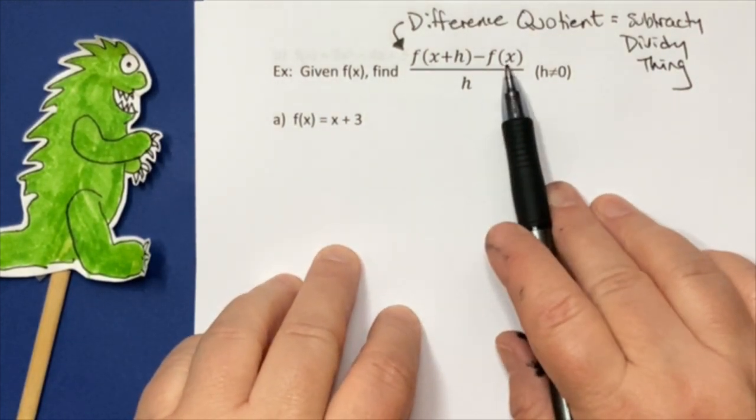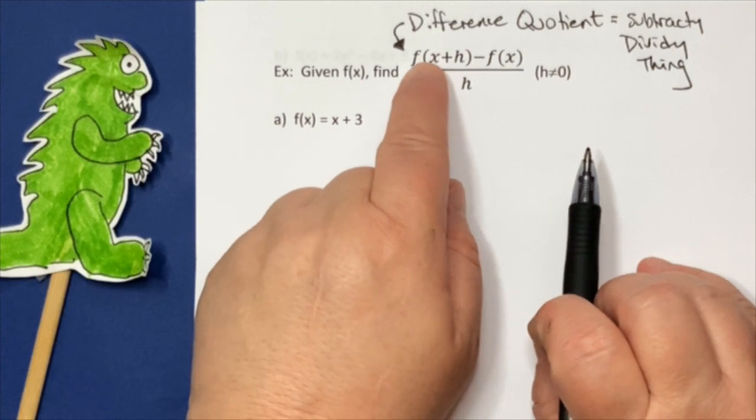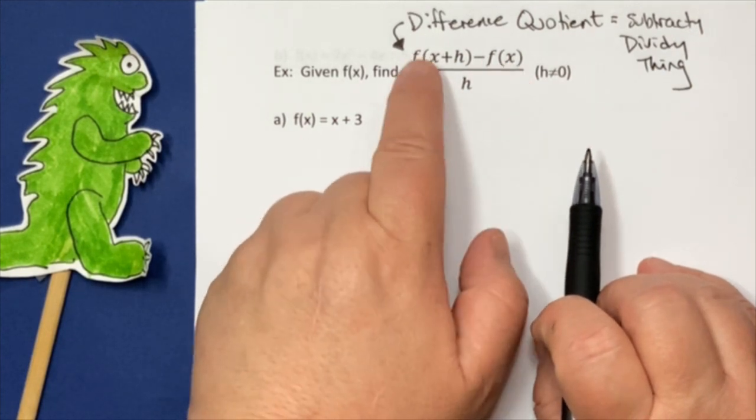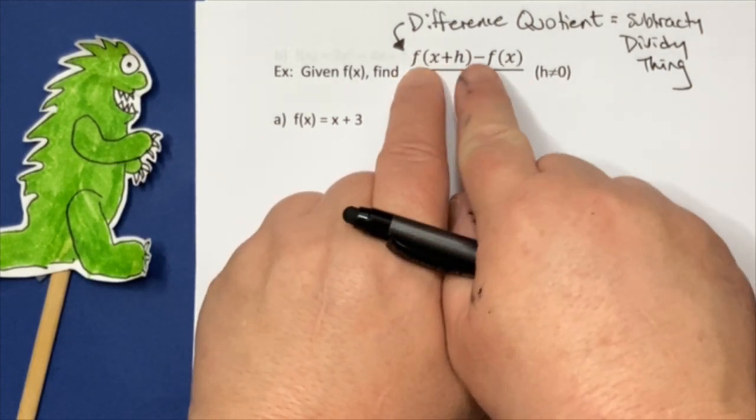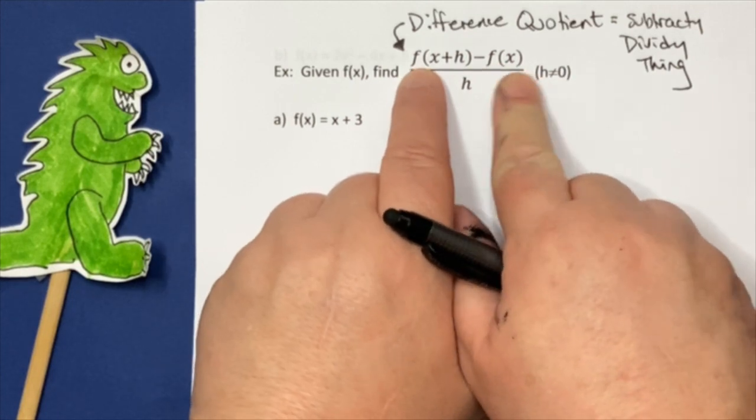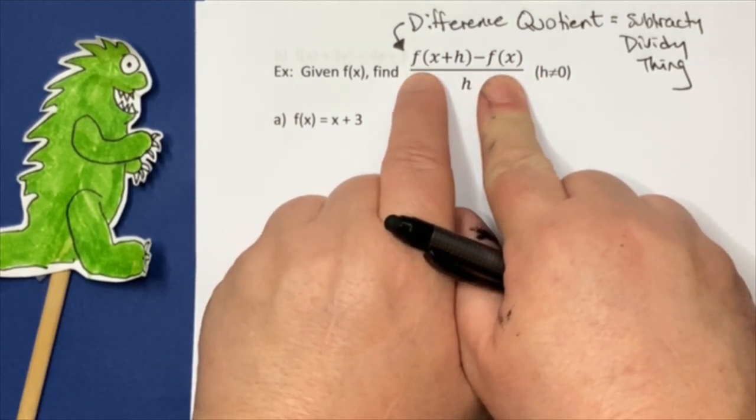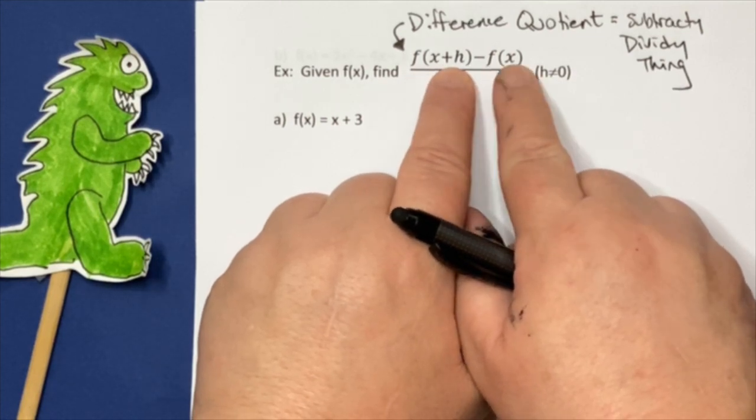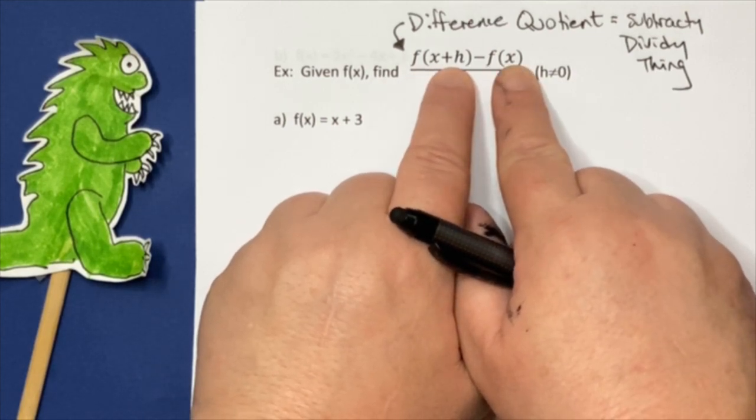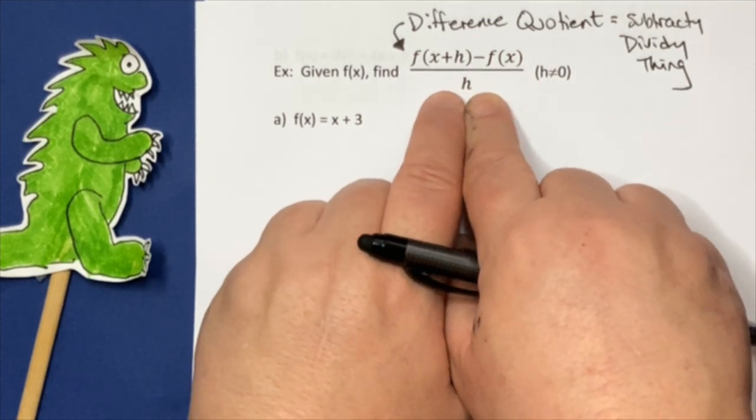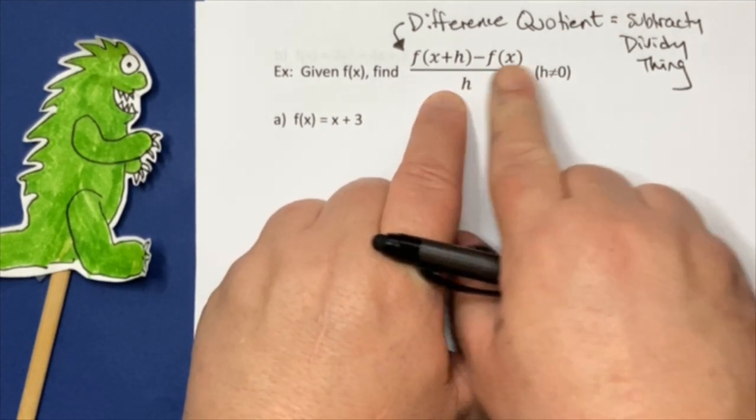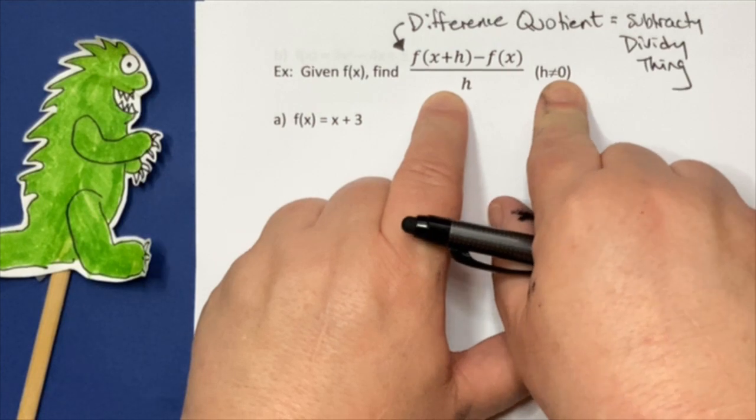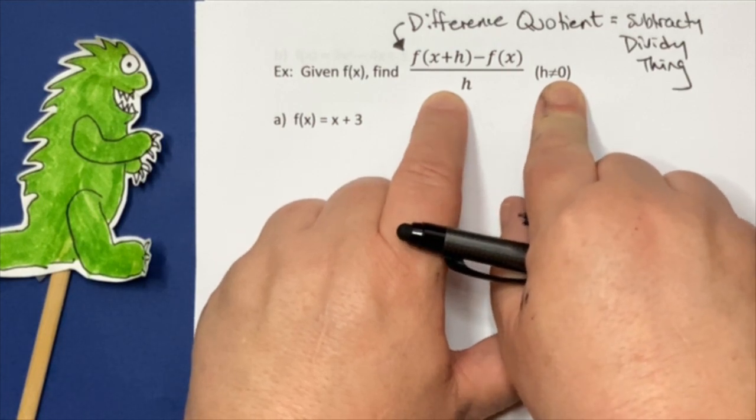This is a difference, you'll notice, of two functions, f of x plus h minus f of x. It's not really two functions, it's one function, f, but it's evaluated at x plus h and at x. And then down in the denominator, we just have an h. And we had to make a note, by the way, keep in mind h is not 0.